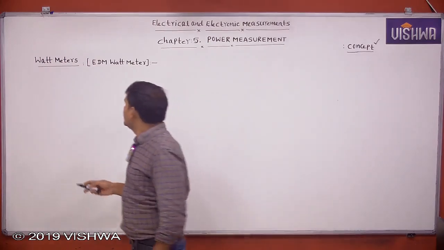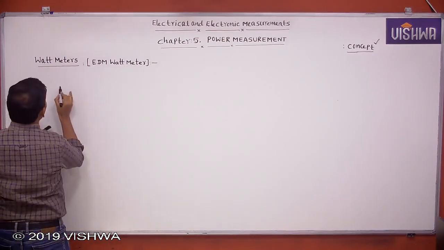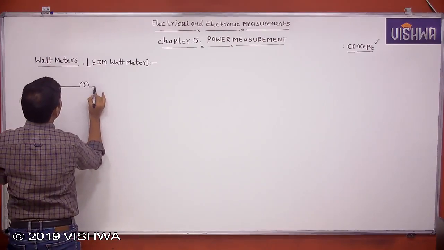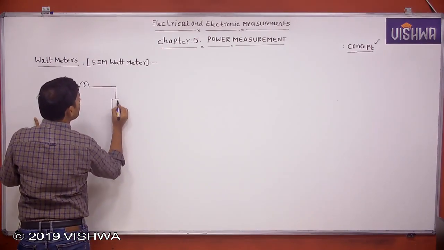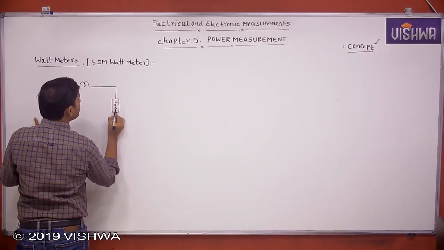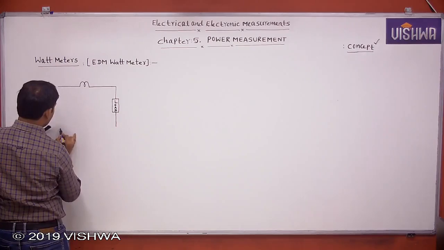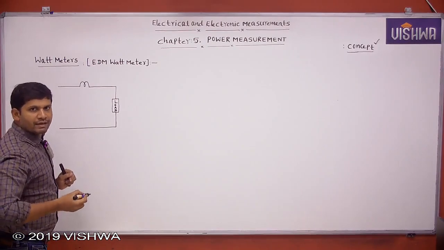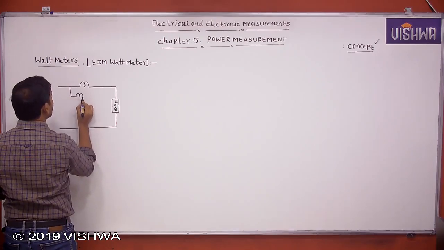across the supply, then it acts as a wattmeter. That is, this is the fixed coil. It consists of 2 coils. One is fixed coil, another one is moving coil. Fixed coil is connected in series with load. And moving coil is connected across the supply.